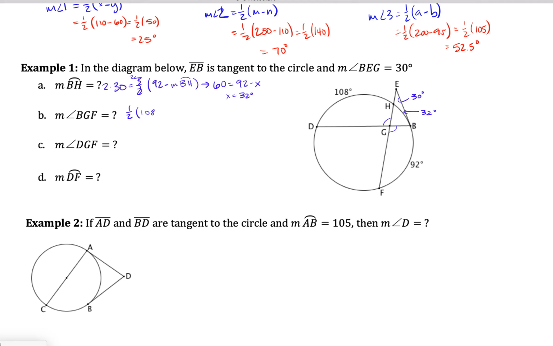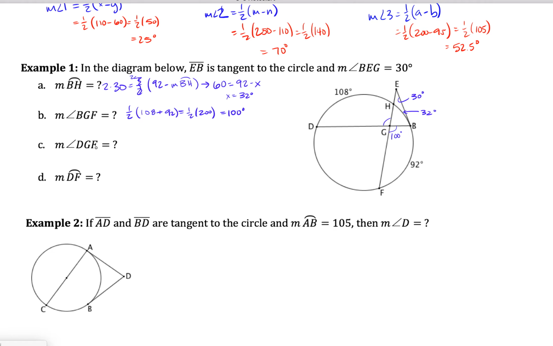So it's half of 108 plus the 92 that's right here, because that is the arc that's intercepted by angle BGF. So it's half of 108 plus 92. 108 plus 92 is 200. Half of 200 will be 100 degrees. So I know that this angle, angle BGF, has to be a 100-degree angle.